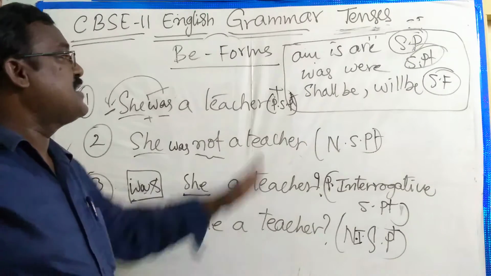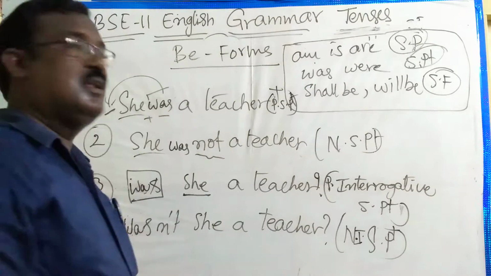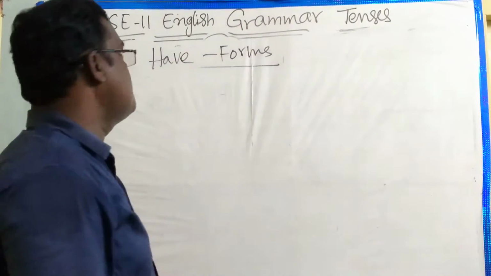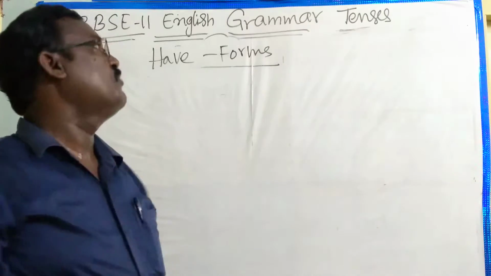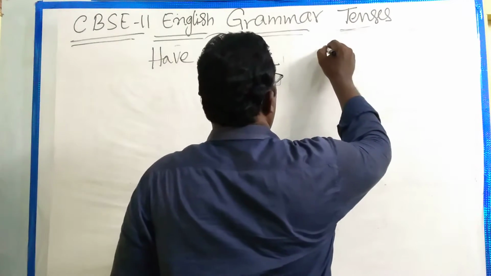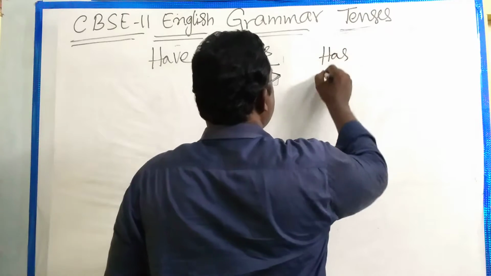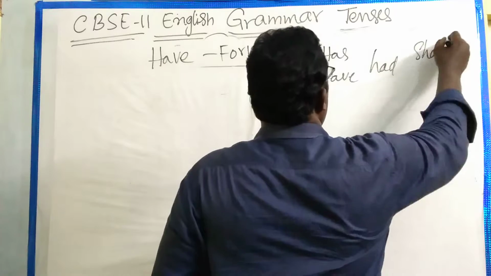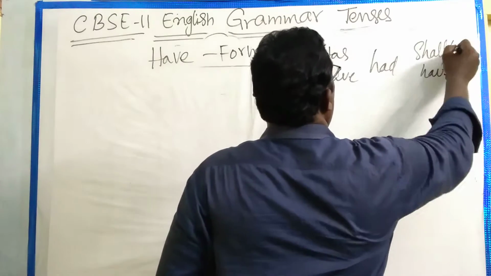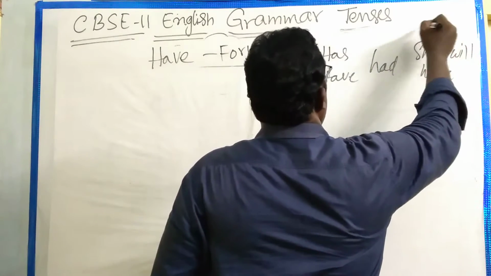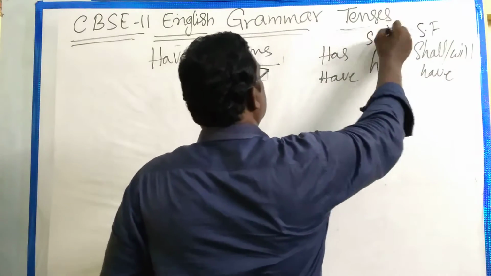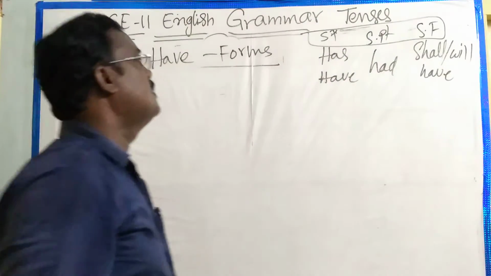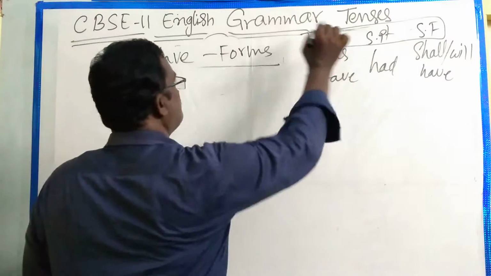So now with the have forms we are going to learn all four sentences. Now my dear students, with the have forms we are going to write four sentences. Have forms: has, have, had, shall have, or will have; simple present, simple past, simple future. Now with these forms we are going to write four sentences. Now we are going to take the present tense.